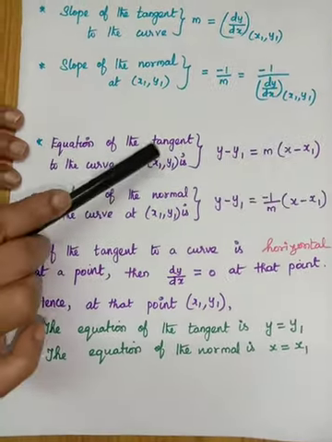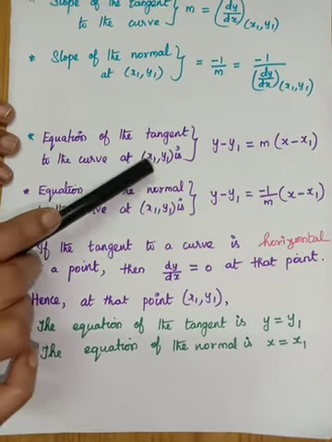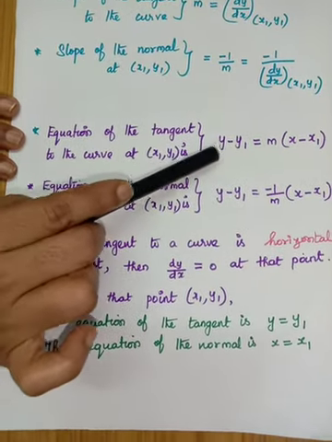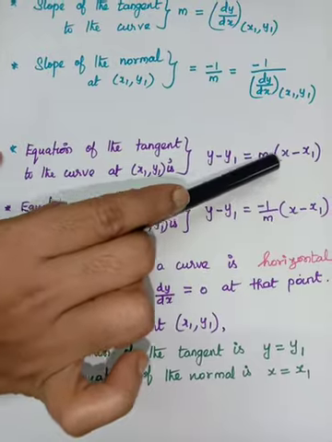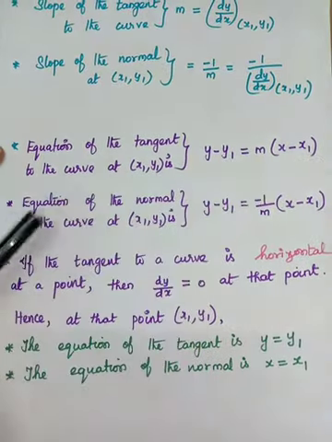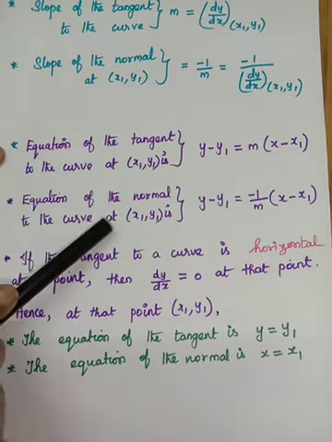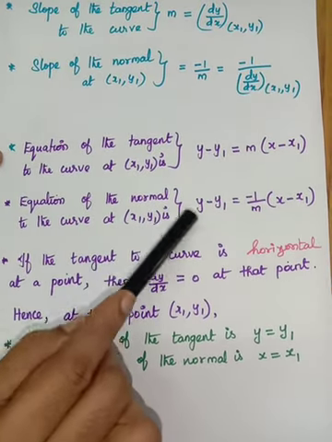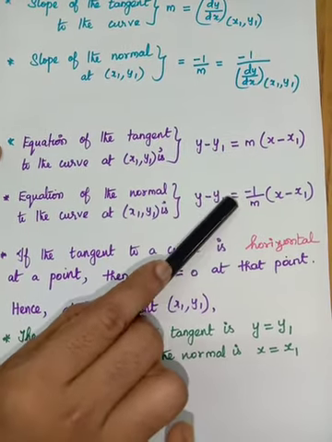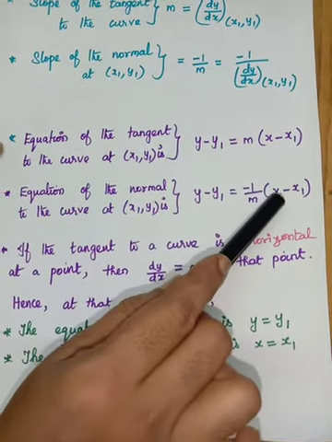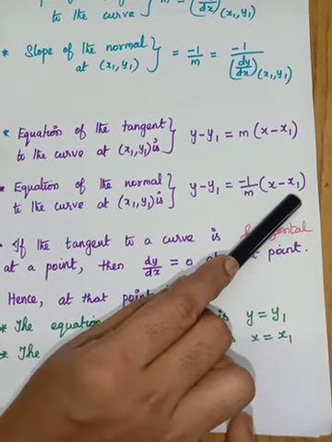So, the equation of the tangent to the curve at x1, y1 is y minus y1 is equal to m into x minus x1. In the same way, equation of the normal to the curve at x1, y1 is y minus y1 is equal to minus 1 by m into x minus x1.